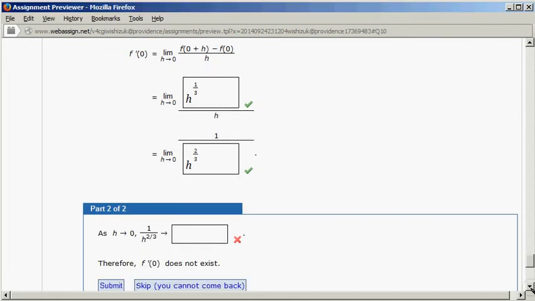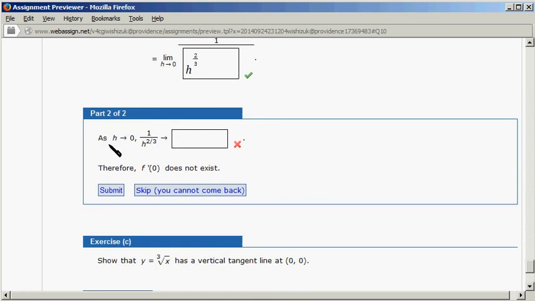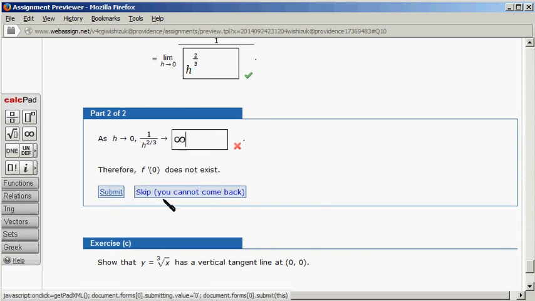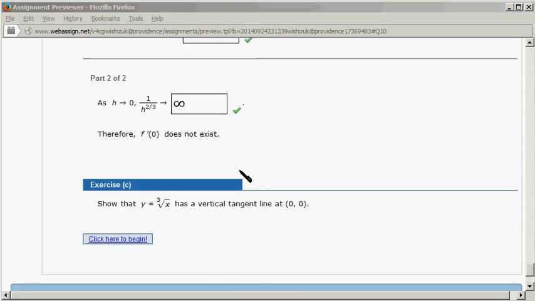And I'm going to look at this one. It says that as h approaches 0, 1 over h to the 2/3 power goes to, let's see, as this shrinks to 0, it's 0, but then there is a square here, so we know that it's always positive. So 1 divided by a positive 0 would be positive infinity. So I'll just say infinity here. Let's submit. It came back and looks like we got this one correctly as well.